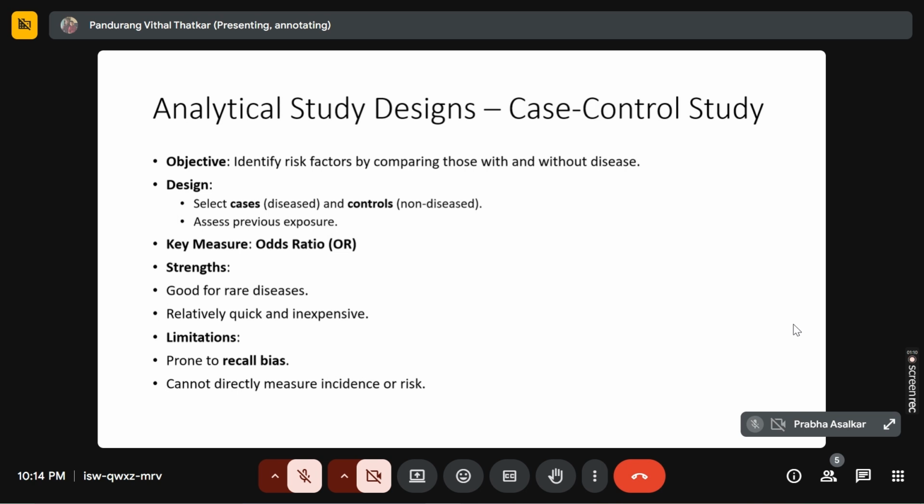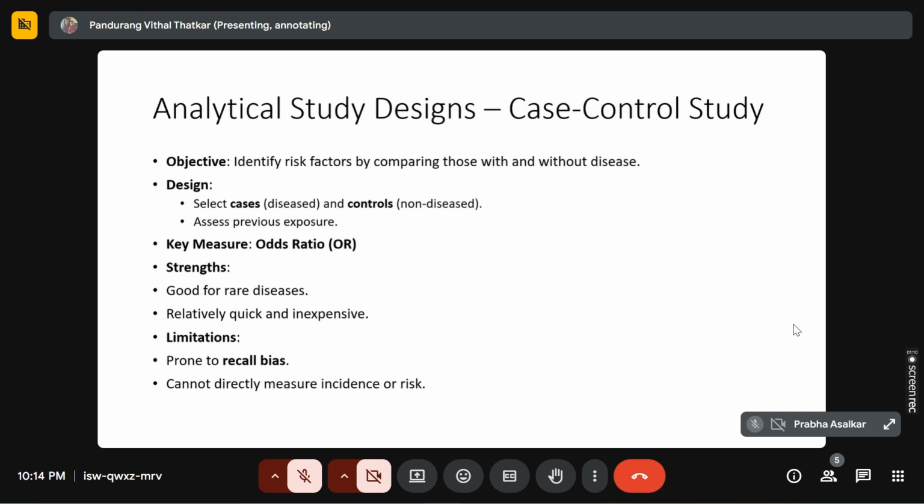The analytical study designs identify risk factors by comparing those with and without disease. Select cases and controls and assess previous exposure. The key measure of a case control study is the odds ratio. In case of case control study, we can calculate odds ratio.